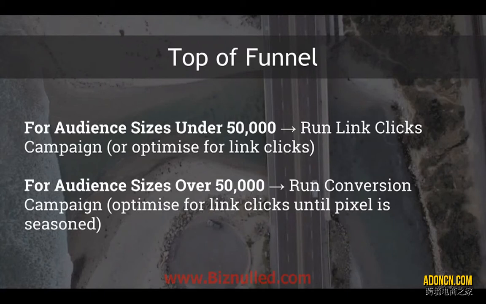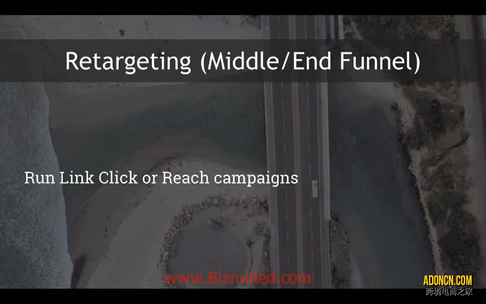So you are typically better off running a link click campaign, or if you're going to run a conversion campaign, you're better off optimizing at the ad set level for link clicks. For audience sizes over 50,000, then you can use the OCPM part of the algorithm. So you'll run a conversion campaign, and you're going to optimize for conversions. If it's a brand new pixel or a brand new ad account, you're going to optimize for link clicks until you season that pixel a little bit. Make sure you watch that training on how to season your pixel, or what that even means.